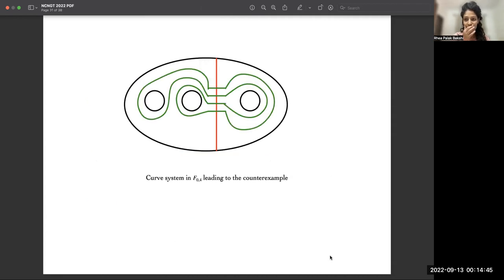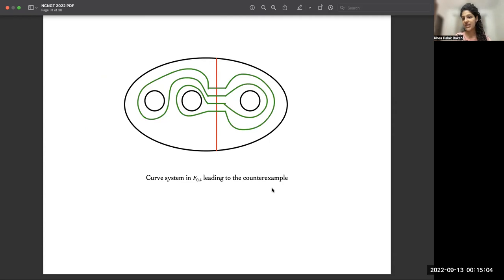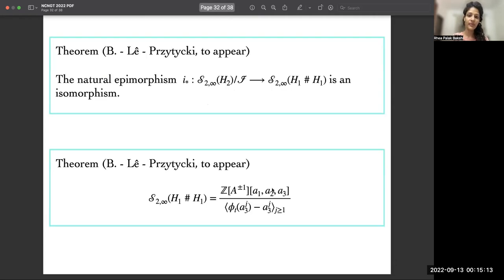And what we showed is that for this curve system in the disk with 3 holes, this curve system gives rise to the counterexample. So what we did was that we considered positive two-handle sliding on the upper arc, we considered positive two-handle sliding of the lower arc, we combined these two relations, and we ended up getting a completely different relation which did not exist in the submodule stated in the previous theorem. So that gave us a counterexample.